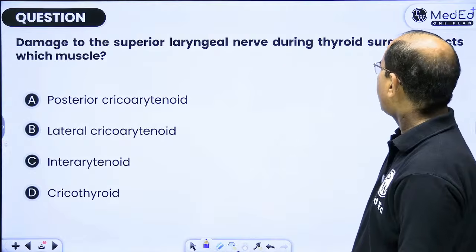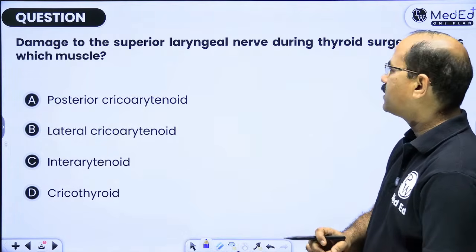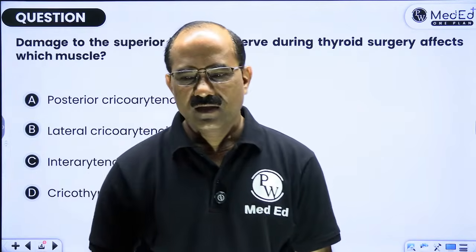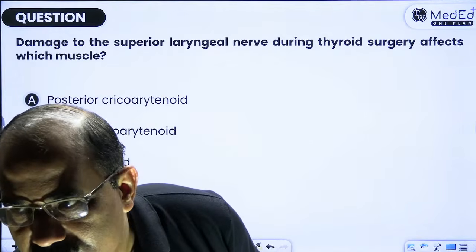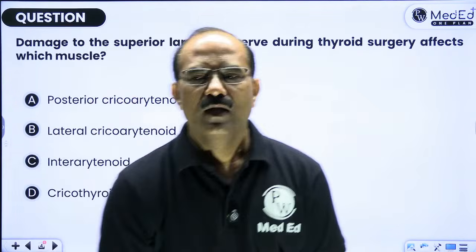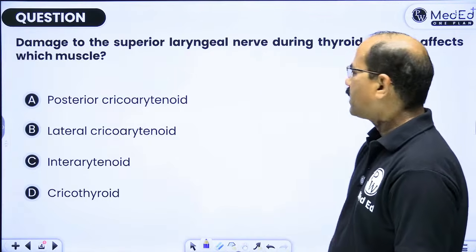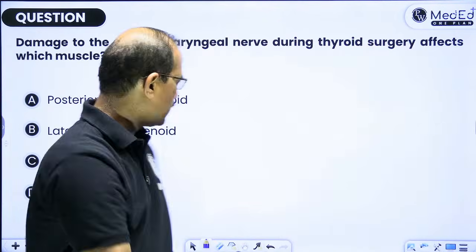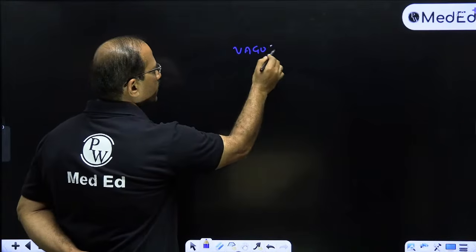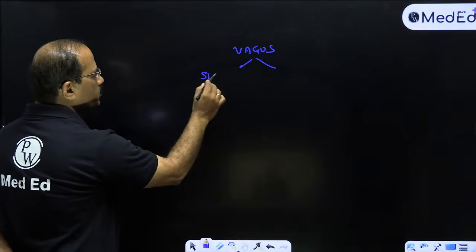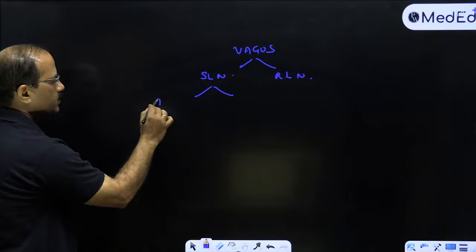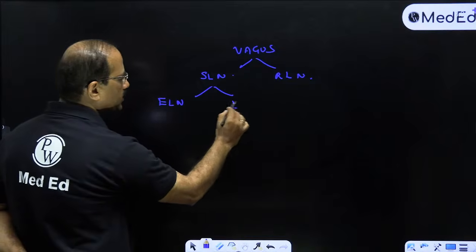Damage to the superior laryngeal nerve during thyroid surgery affects which muscle? You can answer this. Okay, damage to the superior laryngeal nerve during thyroid surgery. So I'll give you this flow chart. We have the vagus. The vagus gives two main branches. One is the superior laryngeal nerve. The second one is the recurrent laryngeal nerve. Superior laryngeal nerve divides into an external laryngeal nerve and an internal laryngeal nerve.